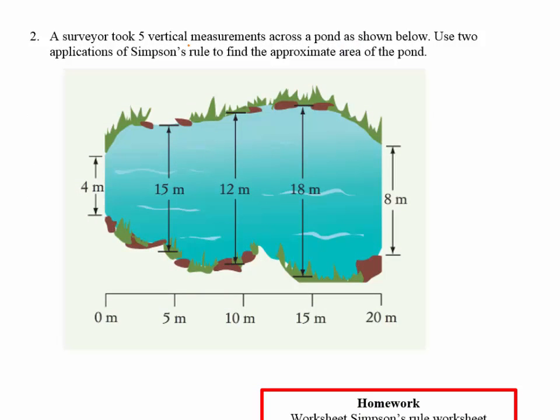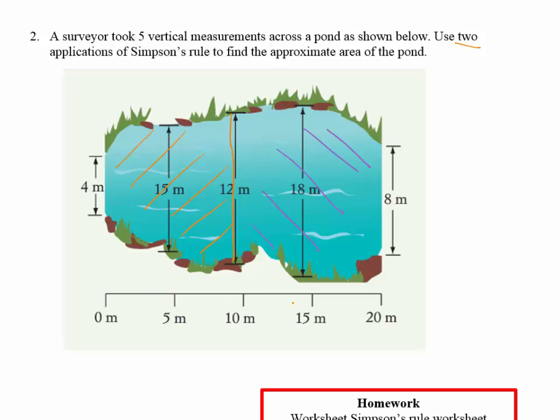A surveyor took 5 vertical measurements across a pond, as shown below. Use 2 applications of Simpson's rule to find the approximate area of the pond. So what we have here is we need 2 approximations, which means we're going to use Simpson's rule twice. So I don't know whether you can see it. Can you see if I draw down here? This area in here will be my first use of Simpson's rule. And the area on the other side here is going to be my second use of Simpson's rule.